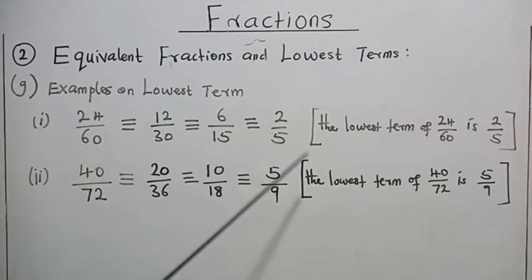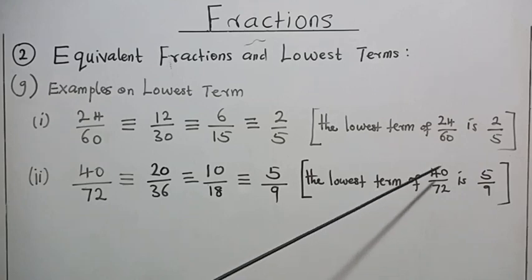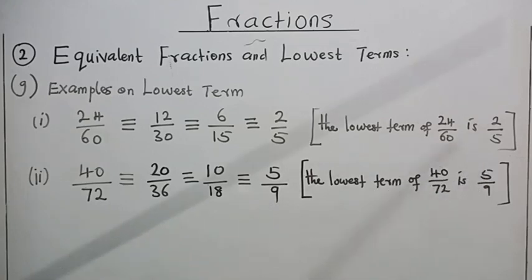And that is it here. The lowest term of 40 over 72 is 5 over 9. You can agree with me that this process is a long process. Can this process be shortened? Yes, it can be shortened.